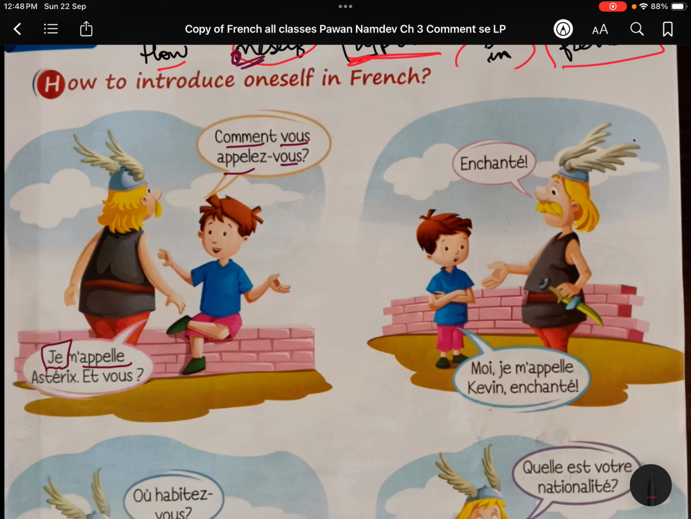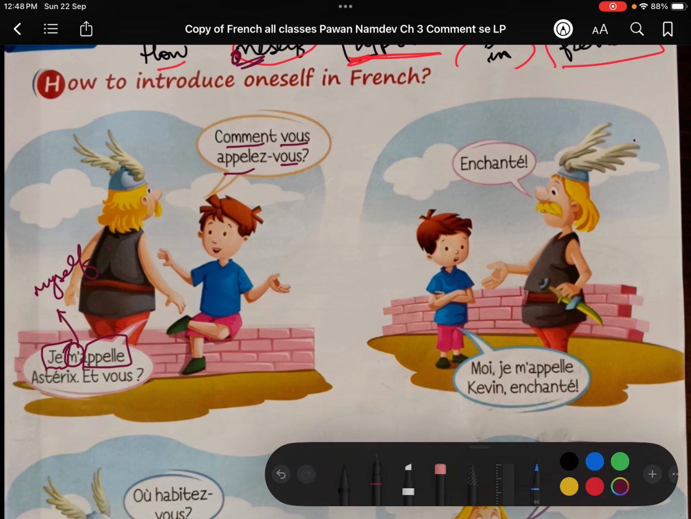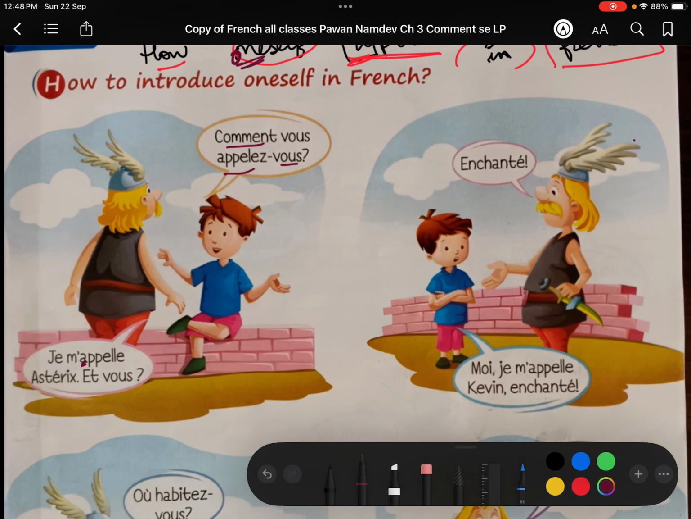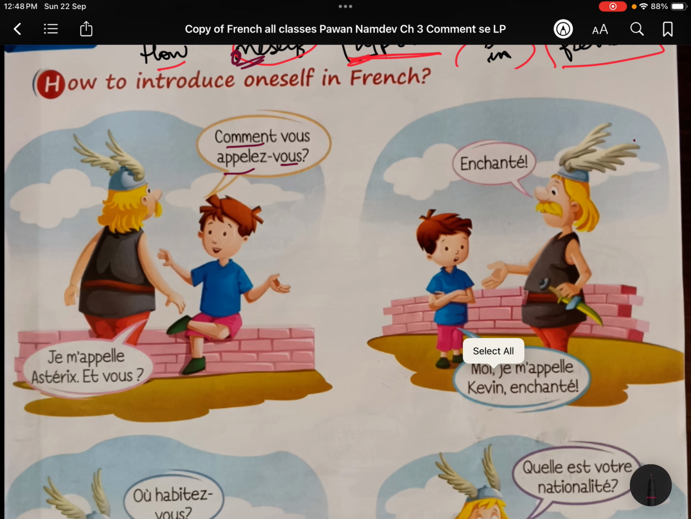Je means I, appelle is call, and m apostrophe means myself. Why? Because a vowel is there. That's why we have to use m apostrophe. Clear? I have just told you that m apostrophe means myself, t apostrophe means yourself. We are having a vowel, that's why it is m apostrophe.